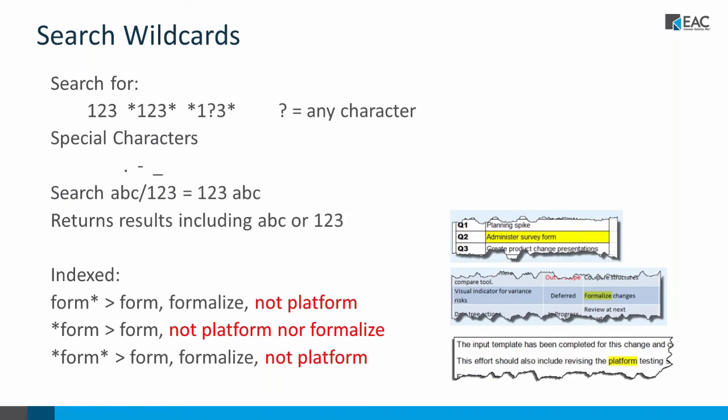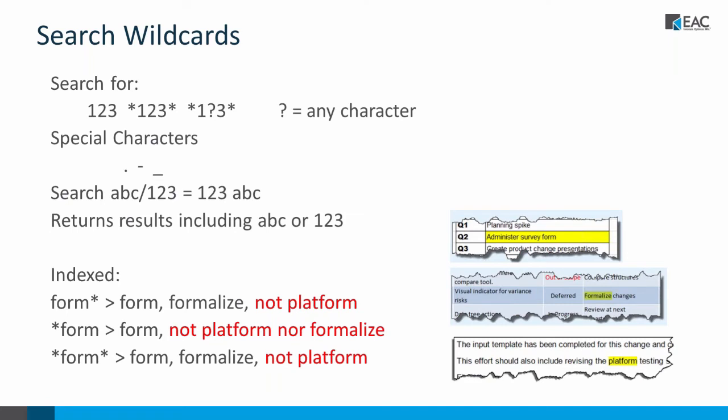So then I say, well, why don't I put an asterisk before form? Then it will look for anything before the form, but only when it's looking at name or number of the part. Any other attributes, it drops the asterisk. So then what it does is it just finds the word form. It's sort of like just doing a search for form all by itself. It doesn't find platform. It doesn't find formalize. So when you put the asterisk before, it only uses that for name and number, and then after that it drops it.